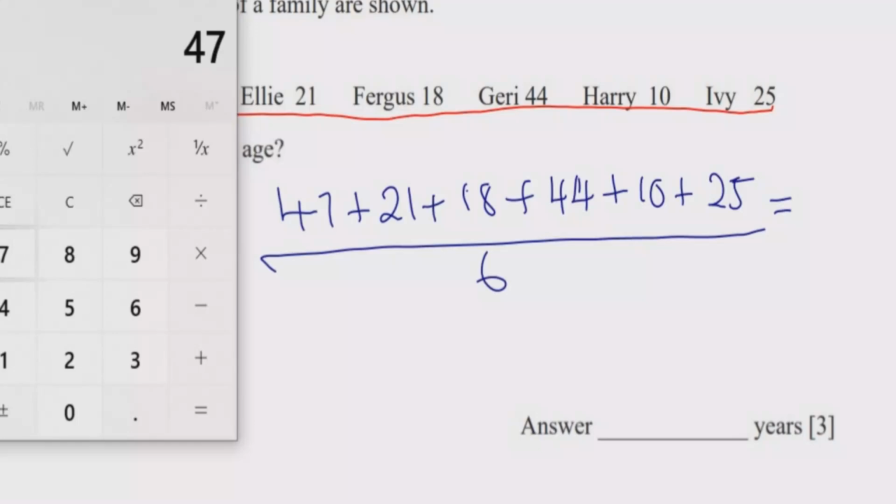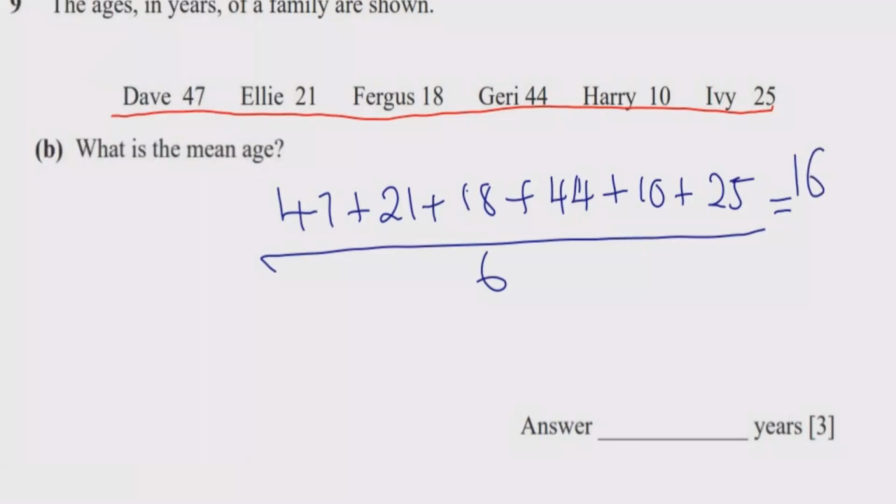It is 47 plus 21 plus 18 plus 44 plus 10 plus 25 equals, that is 165. 165 is our sum.